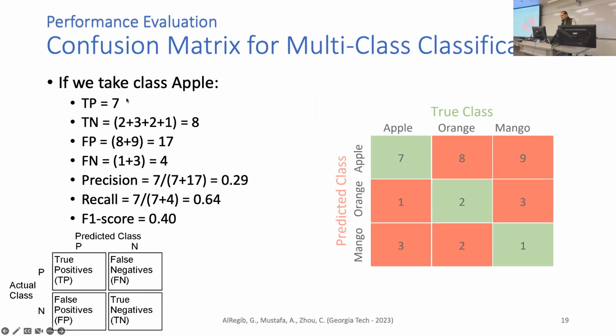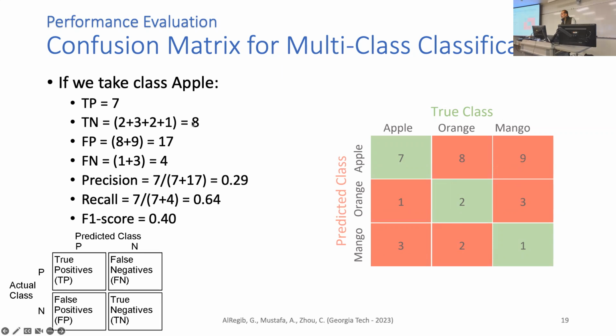Let's look at this. What are the true positives? I have a 7, because that's what I predicted as apple, and they are really actually apple. So TP is 7. What about the true negatives? The ones that I predicted as non-apple, and they are truly non-apple. Which ones? These ones. So I have 2 plus 3 plus 2 plus 1. That's 8, my true negatives. Do you see that? Everyone?